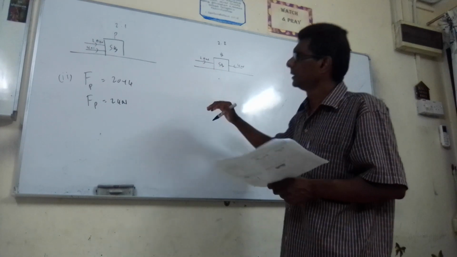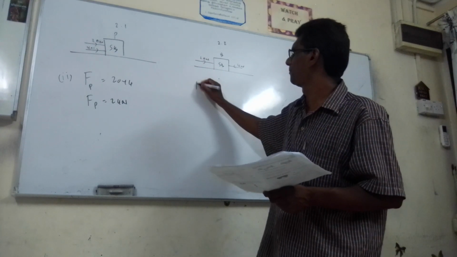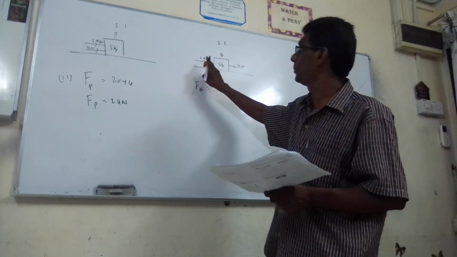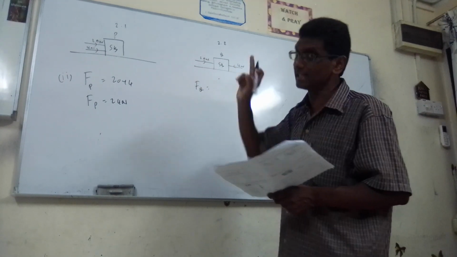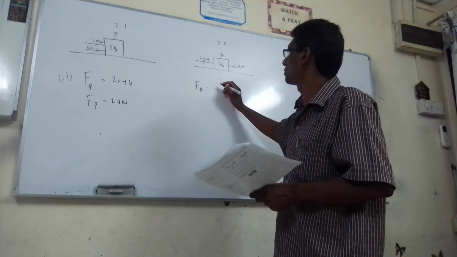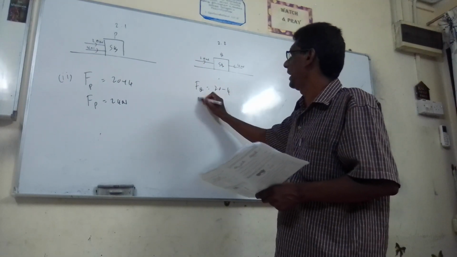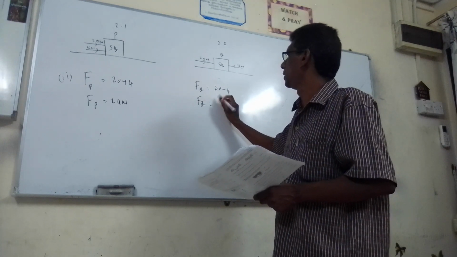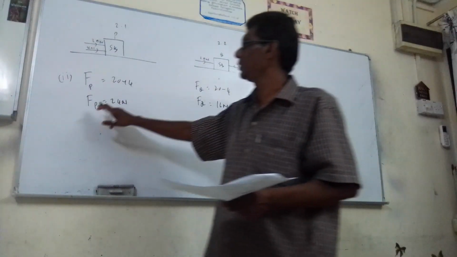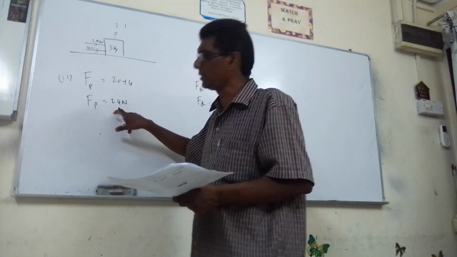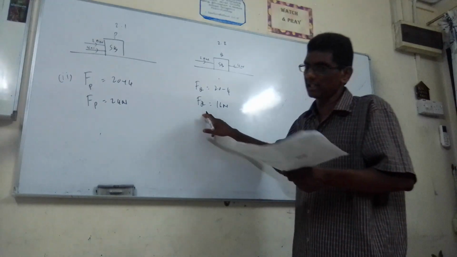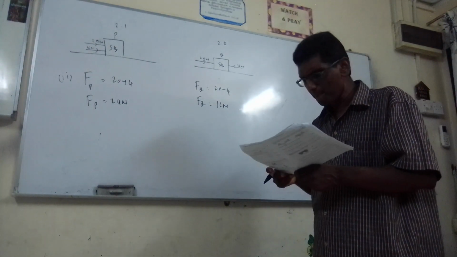And for Fq, the forces are in different directions, so bigger force minus smaller force. A resultant force cannot be negative. So Fq equals 20 minus 4, which is 16 Newton. So the resultant force for P is 24 Newton, and the resultant force for Q is 16 Newton.